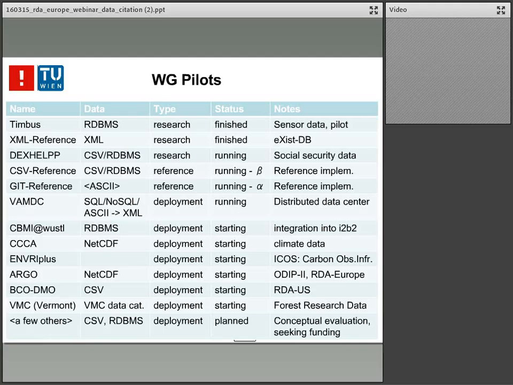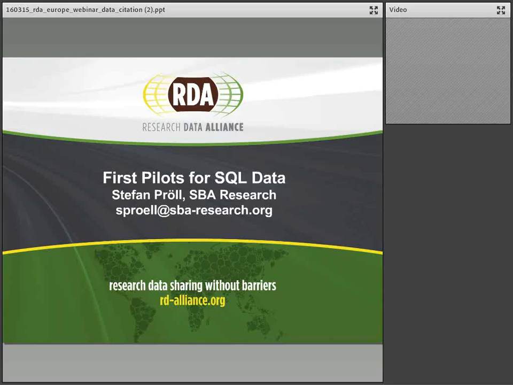And the longer the working group was running, the more new pilots were being started that are now actually being implemented in operational databases. VMDC is one of those that are actually being already deployed in a running infrastructure, and I'll show you some examples of that. And the other pilots have just been starting now with funding having been acquired. So what we have done in many of the cases is first run conceptually through the tasks of the various data centers, see how it could be implemented, and then people were requesting funding to actually start developing and deploying them.